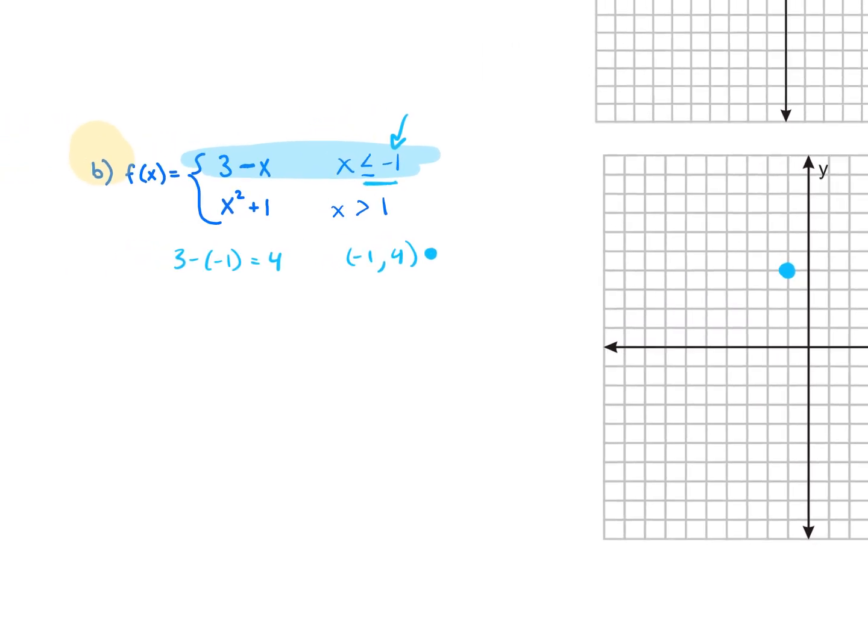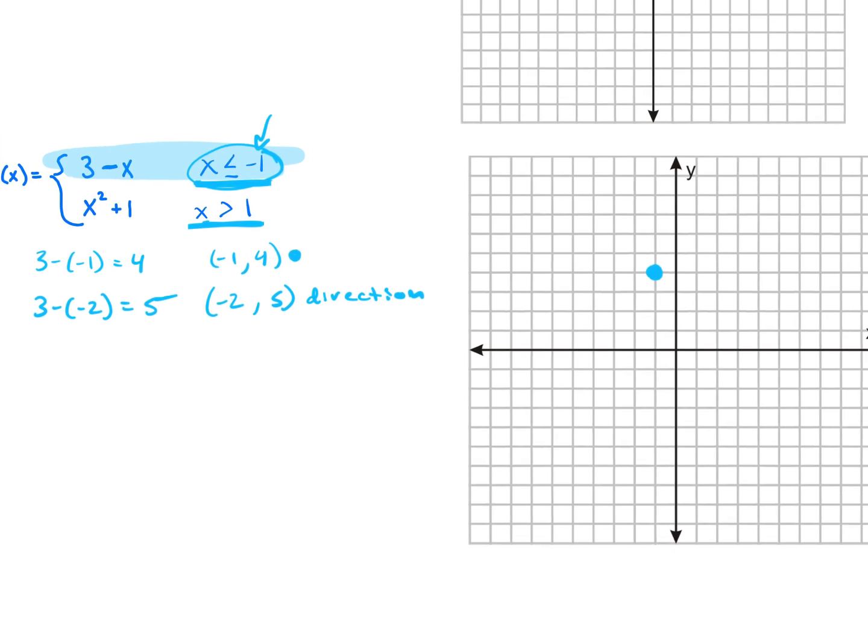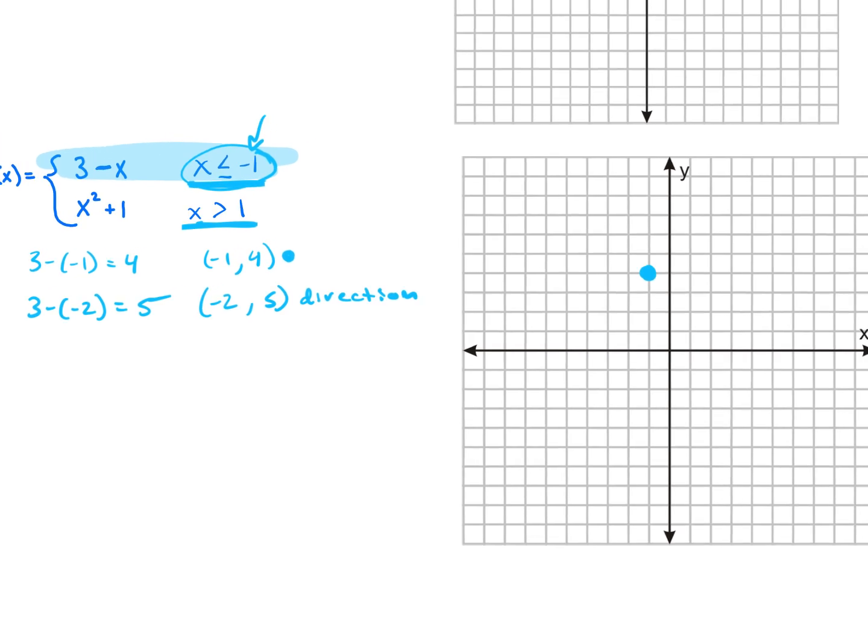Now we need some direction for this line that we have here. What's another point that we could plug in? Awesome. Anything that is less than -1. So -2 works. So 3 minus -2 would be 5. So our point here would be -2 comma 5. The second point just gives us direction. It's not an open or closed circle. The only open or closed circles that we need to focus on are the 2 numbers that are given, our key numbers there. Second one just gives us direction. So we go to the left, -2, and up 5. And then we just connect our dots with a straight line.